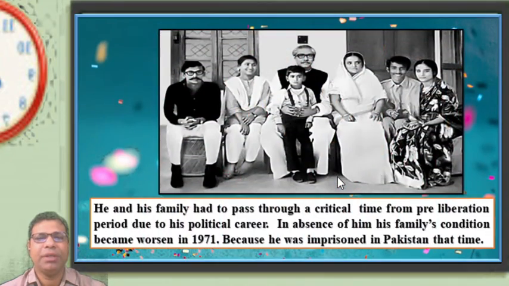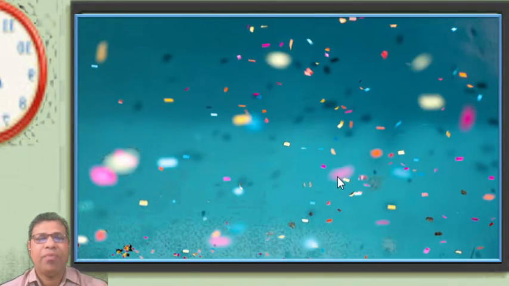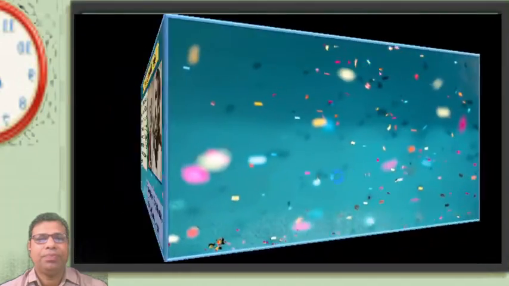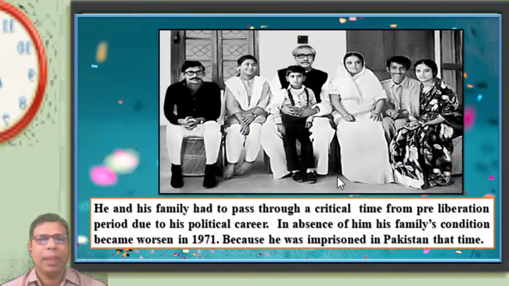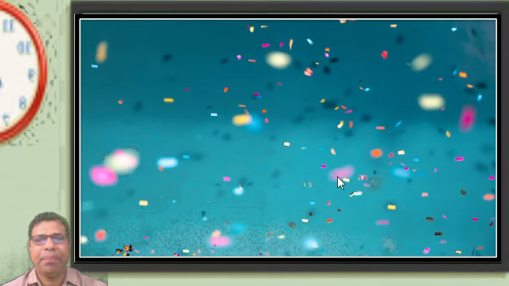So dear students, look at the caption below the picture. He and his family had to pass through a critical time from the pre-liberation period due to his political career. In his absence, his family's condition became worse in 1971 because he was imprisoned in Pakistan at that time.